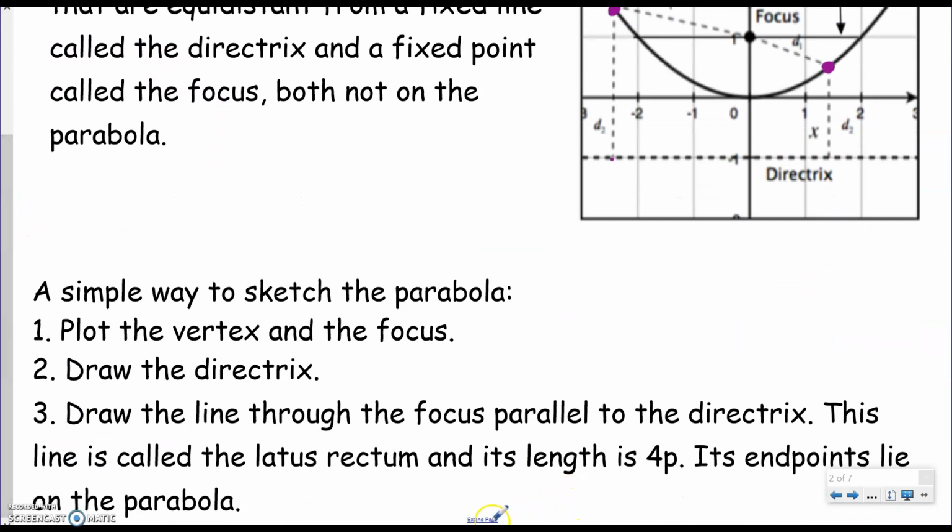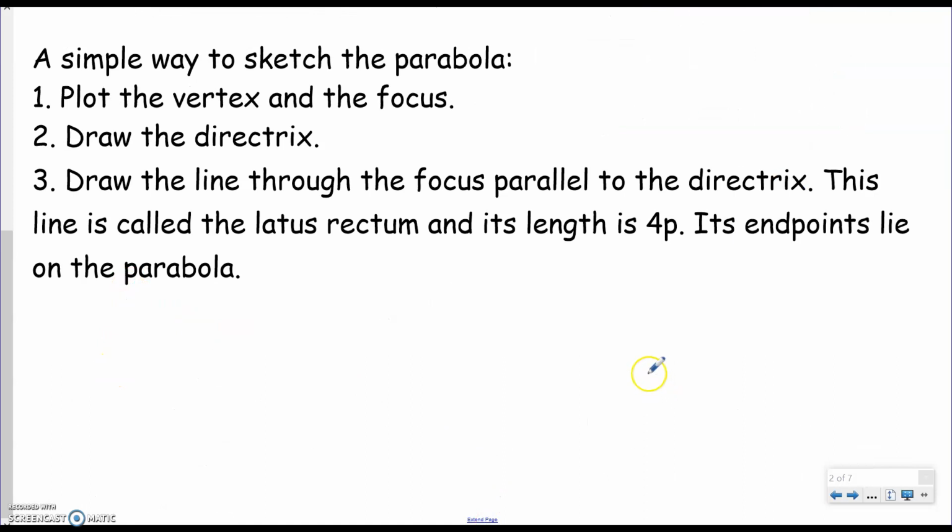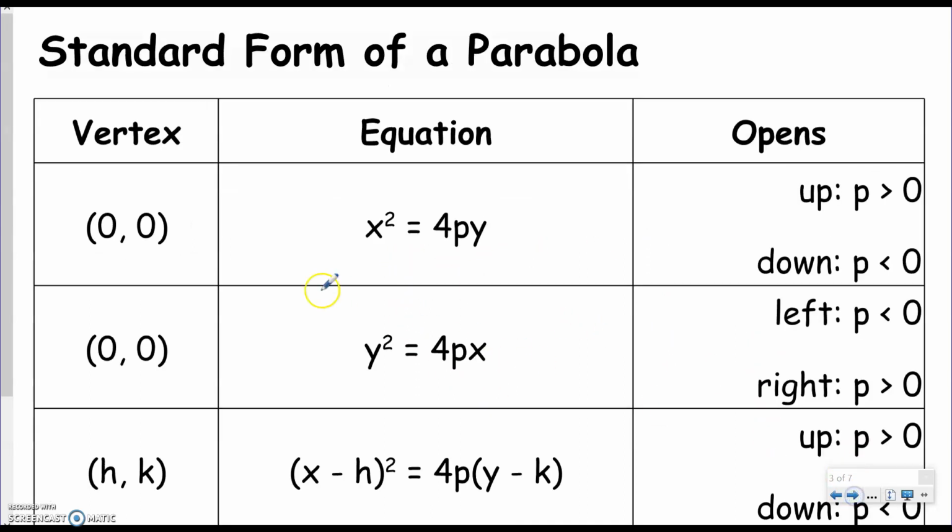There's a simple way to sketch the parabola in this form. You're going to plot your vertex and the focus. You're going to draw the directrix and then draw a line through the focus that's parallel to the directrix. It's called the latus rectum, and its length is 4p. You'll see where that comes from in a second. Its endpoints lie on the parabola. So once you draw that line in, your parabola is going to go through those endpoints.